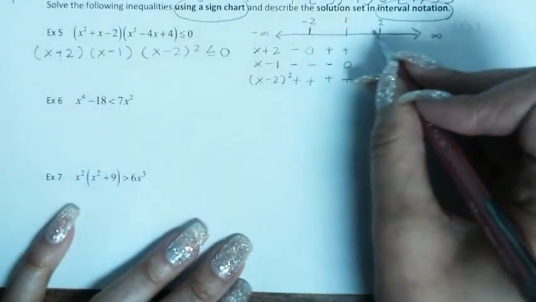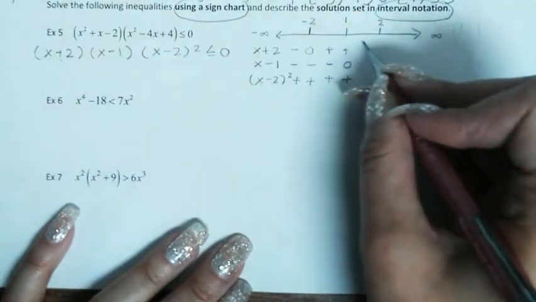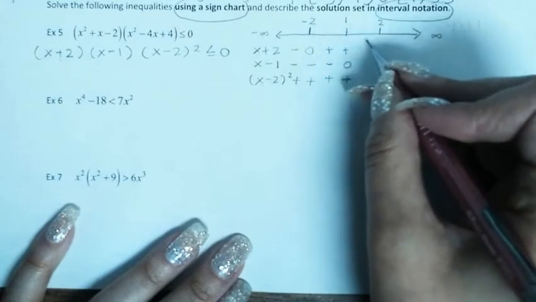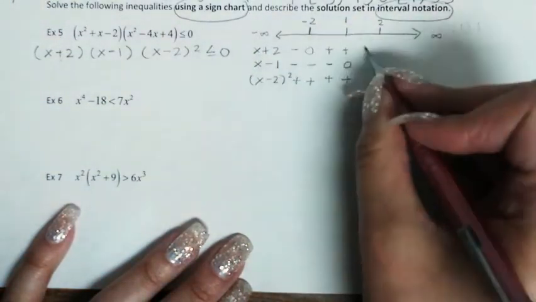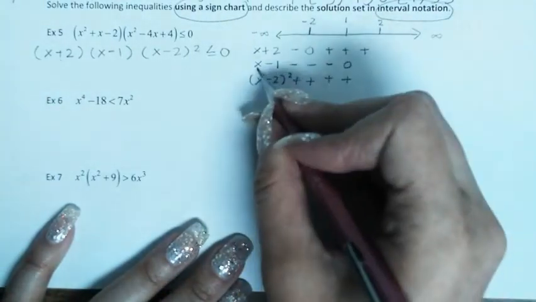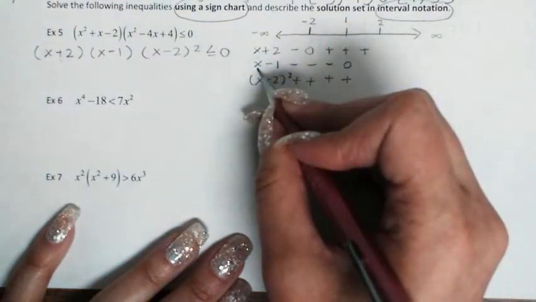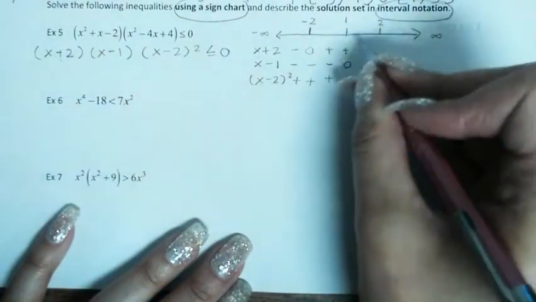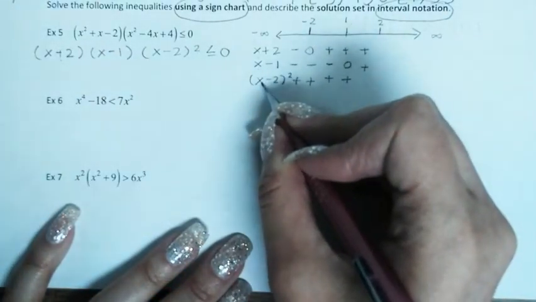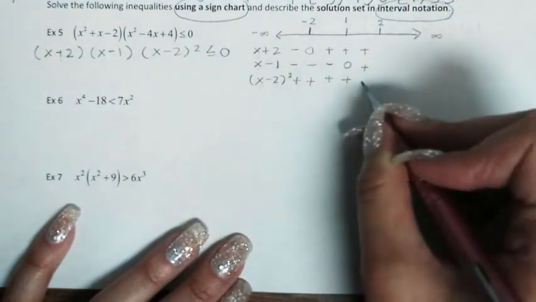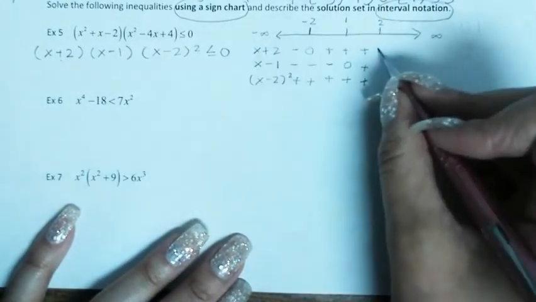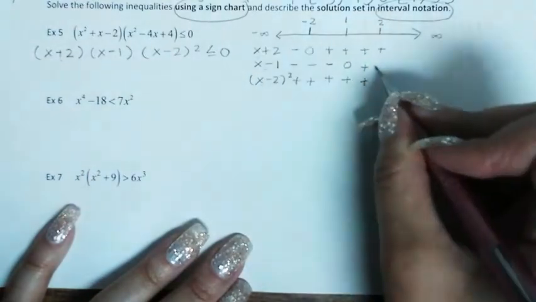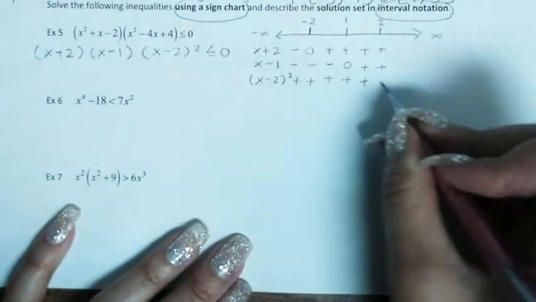And then you pick a number in between 1 and 2. In this case, I'm going to select 1.5. If I plug 1.5 here, that's going to be 3.5, which is positive. If I plug 1.5 here, it's going to be positive as well. And if I plug 1.5 here, it's going to be squared, so it's going to be positive as well. Then I plug the 2. This is going to be positive, this is going to be positive, and this is going to be 0.